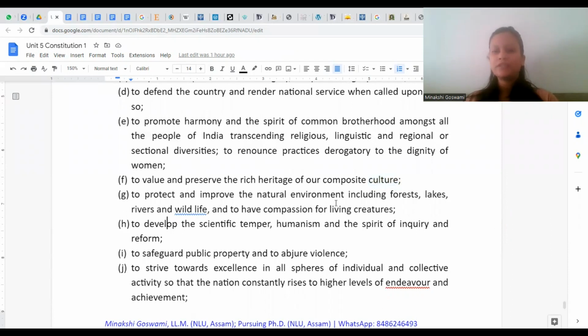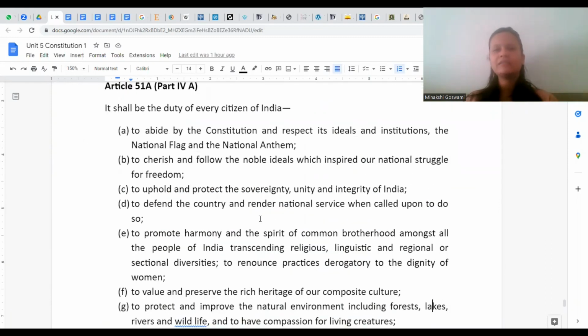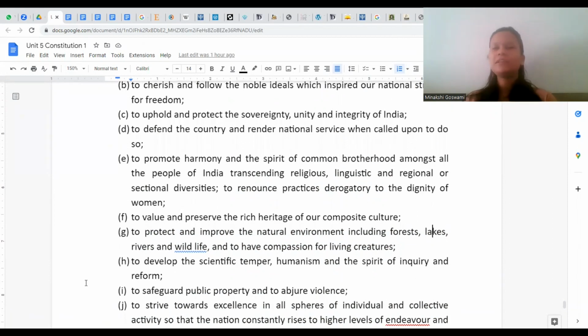To protect and improve the natural environment, including forests, lakes, rivers and wildlife, and to have compassion for living creatures. This is another very important fundamental duty in terms of environmental law. A lot of legislations you will see this. We have a duty as citizens of India to protect and improve the natural environment. So if I'm doing something against this provision, a case cannot be filed under Article 51A, Clause G, but definitely a case can be filed under that specific environmental legislation.